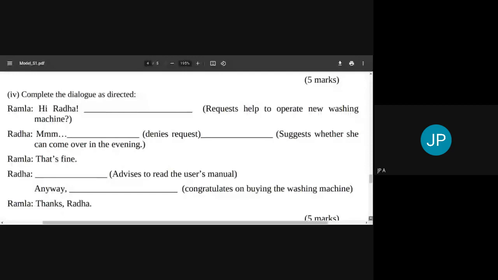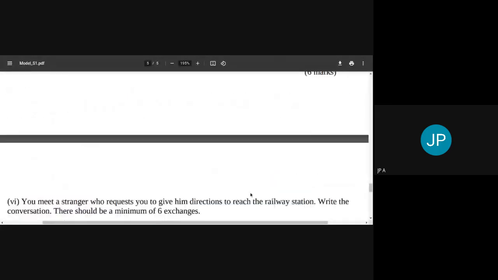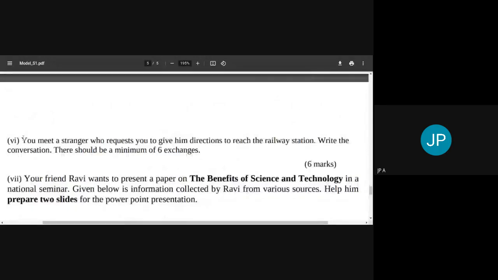This is something we have already seen when we discussed the question paper. There is a dialogue there. We just have to fill it up using the structures which they have asked us to use. Here it is requesting, accepting a request, denying a request, etc. And there are some more language functions which appear here. Congratulating is there. We will discuss all those things today. This is the first set of questions, the 5 marks questions. The next set is writing a dialogue. You have to write a conversation. That has 6 marks.